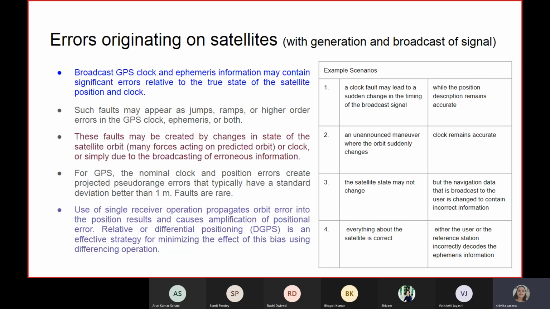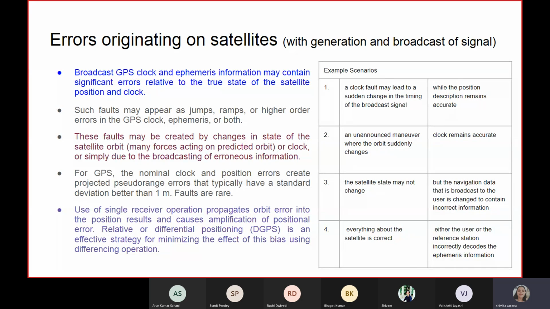So we'll first discuss the first kind, that is errors originating on the satellites. This happens with the generation and broadcast of the signal. We know that broadcast ephemeris and clock information are all contained in the navigation message. This broadcast GPS clock and ephemeris information may contain significant errors relative to the true state of the satellite position and clock. So this information may be wrongly recorded, or the true state may be changing. These two kinds of scenarios can happen.